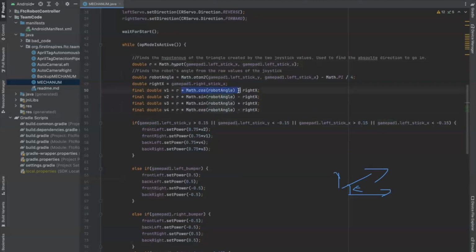Then we're going to multiply that by either cosine or sine of the robot angle. So this is the robot angle that we have calculated. Cosine is going to give us the adjacent side, which is going to be this side right here. The sine is going to give us this side, or the opposite side. And we're going to call different ones of these based on which motor is where. And then we're either going to add or subtract the right x value.